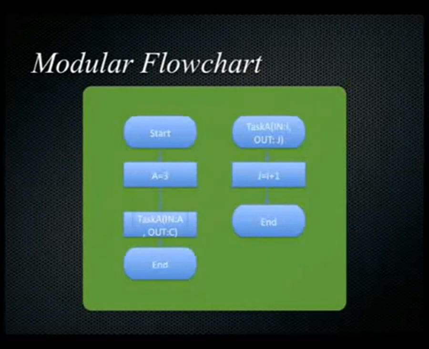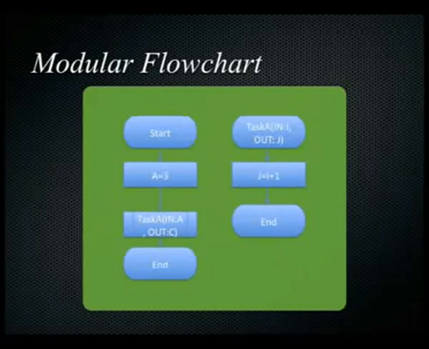In this case, we've got task A, and we've got the input variables and the output variables listed in brackets after the name of task A. We then go to the flowchart for that task A. So there's a predefined task called task A, and we have a separate flowchart. Inside that, we have an input of I. We have the output of J. And inside that predefined task flowchart, we have J equals I plus 1.